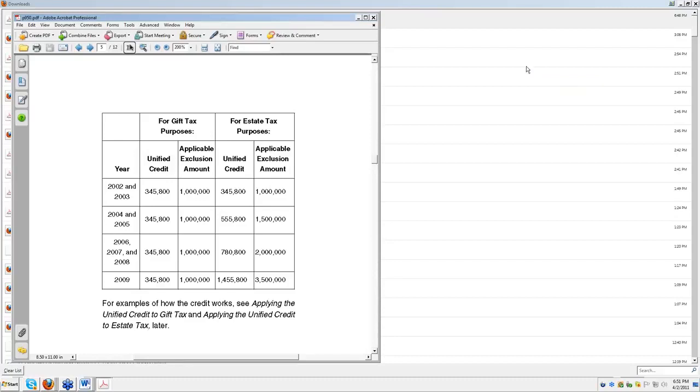I'm just showing you that corporations use tax credit as money. All of these people are taking this money that you're not using, these tax credits, and they're spending it as money. So we can apply for these unified credits. In this particular example, 2002 and 3 is $345,800, 2004 and 5 is $555,800, 2006, 7, and 8 is $780,800, and in 2009, $1,455,800. So that's what people gave away when they did not claim it. It needs to be claimed.